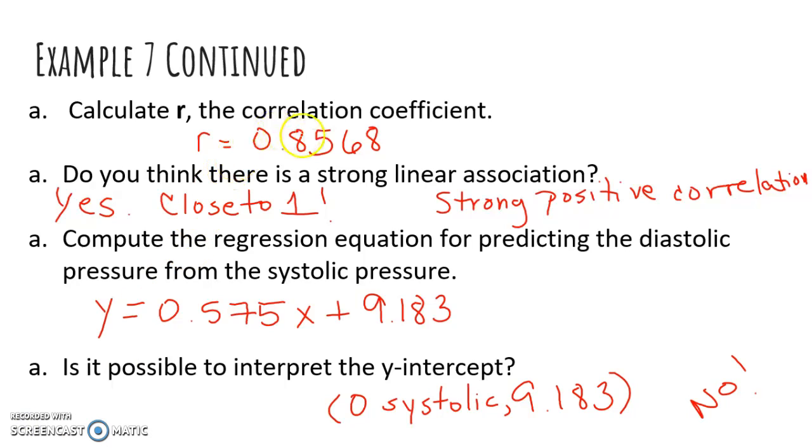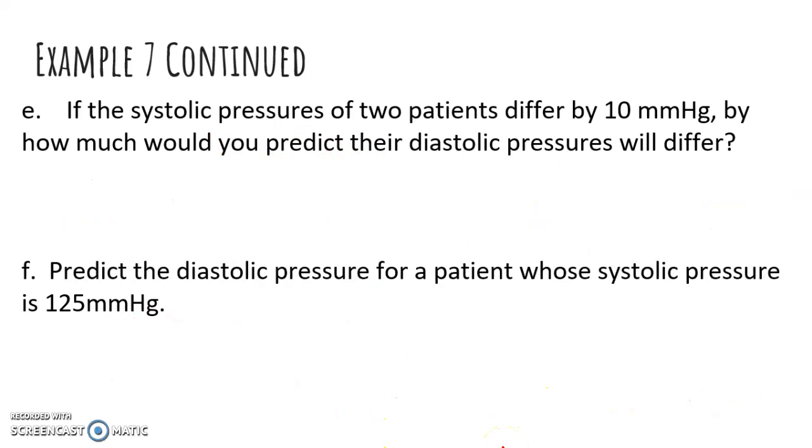Okay, here are the answers. The R is 0.8568. This is a strong positive correlation because it's close to positive 1. Here's the equation. The equation Y equals 0.575x plus 9.183. Is it possible to interpret the Y-intercept? Well, the 0 would be the X, so that would be 0 systolic and a 9.183 diastolic. That's just not possible. Both are way too low. Now pause again and try these two.